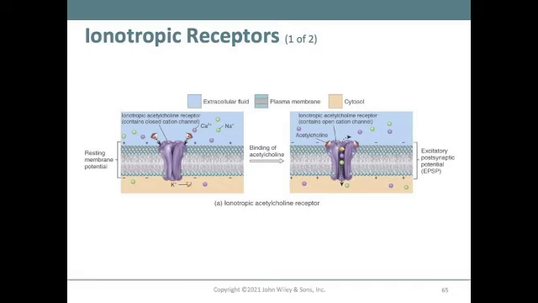Remember what I said about cations. You should know the difference between a cation and an anion. An anion is negatively charged, a cation is positively charged. And that creates an excitatory postsynaptic potential, EPSP. That's an example of ionotropic receptors.